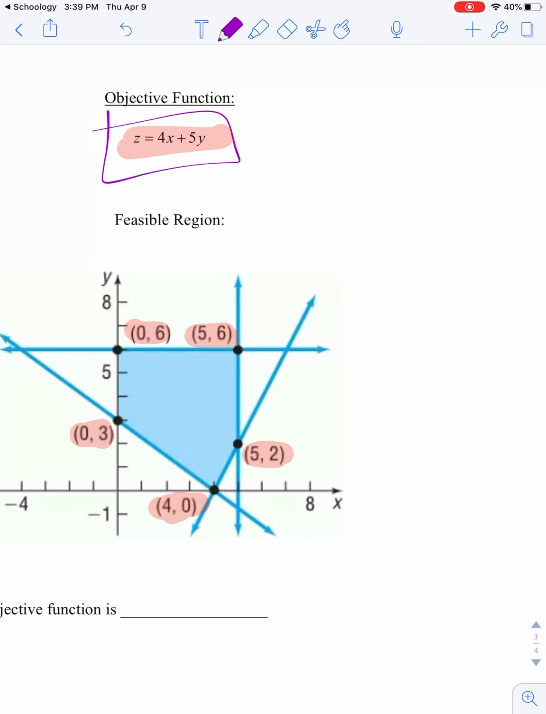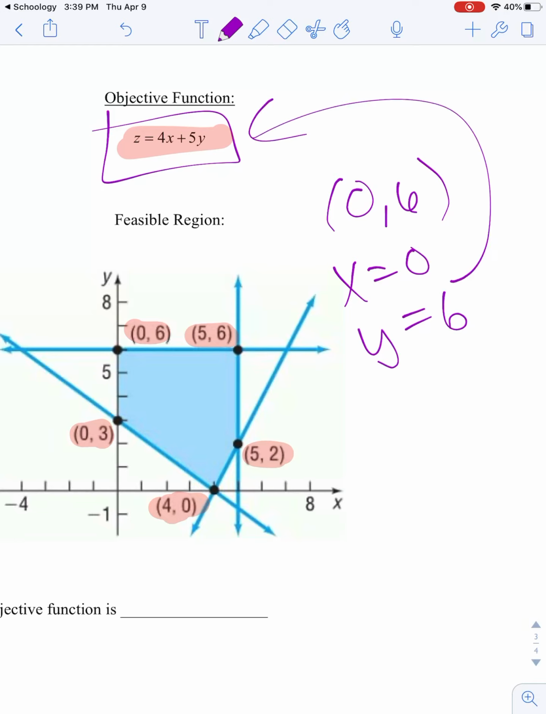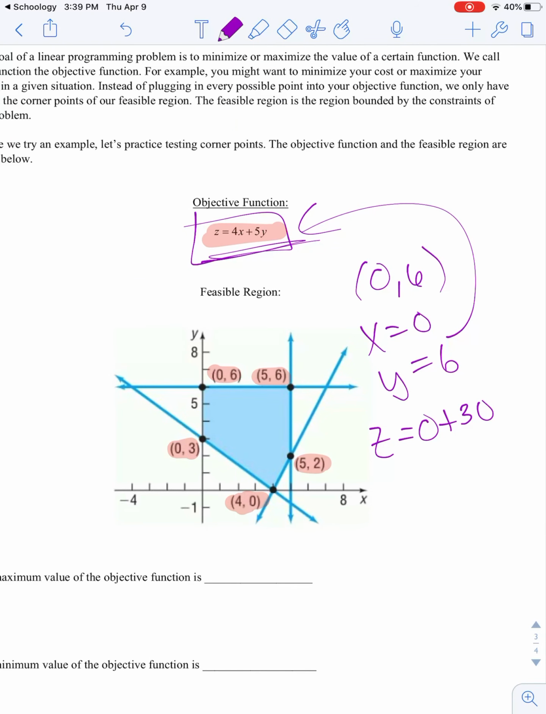But for example, if I just take the first ordered pair 0, 6, that means x is 0, y is 6, and I'm plugging it into this equation. So z is going to equal 4 times 0 plus 5 times 6. So that's where the 30 comes from. I'm plugging each one of those in. So you list all of those out, and I would list each ordered pair, just like I did in the answer key, plug it into the objective function. You find your biggest number, that's your maximum. Find the smallest number, that's your minimum.